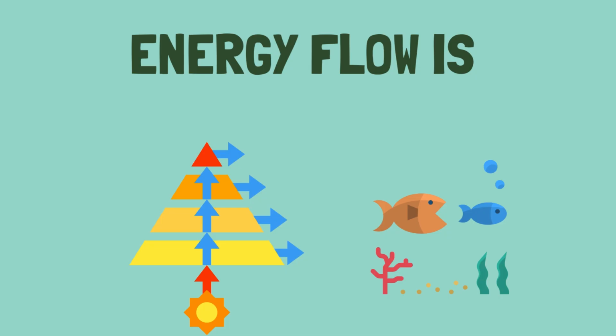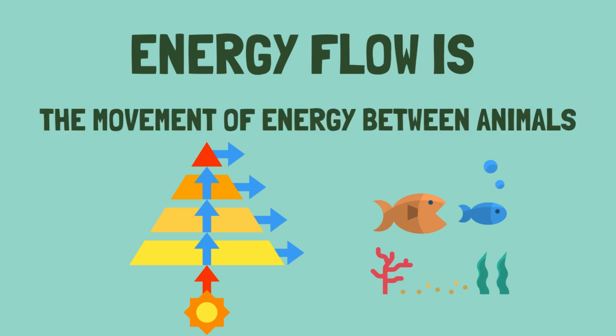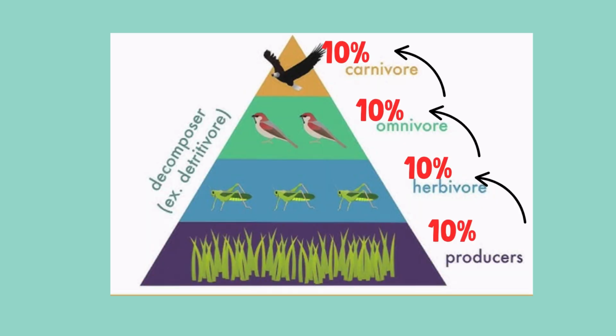Now let's talk about energy flow. Energy flow is the movement of energy between animals. When reading a food/energy pyramid, there is a rule that as you move up a level, 10% of the previous level's energy is given to the next level.